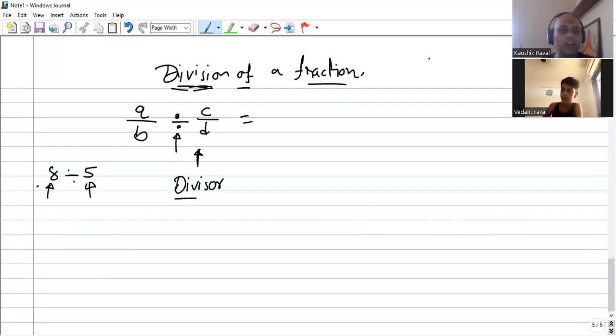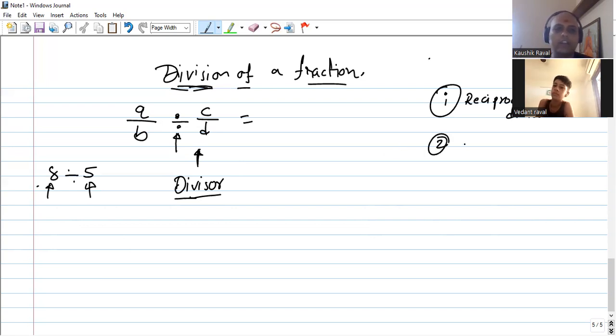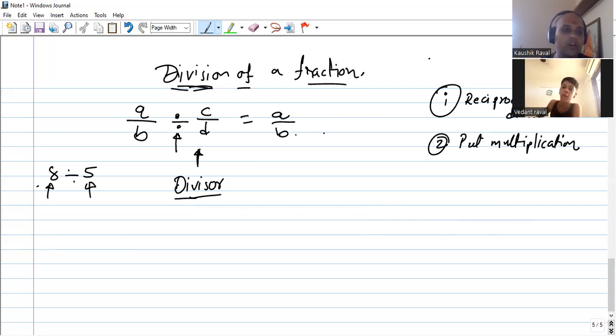Okay, good. So what you have to do is find the reciprocal of the divisor. First step: find the reciprocal of the divisor. Second, put multiplication. So a by b, the dividend, stays as such. In place of the division sign, for now, do nothing. What is the reciprocal of c upon d? Reciprocal means flipping it upside down: d upon c.